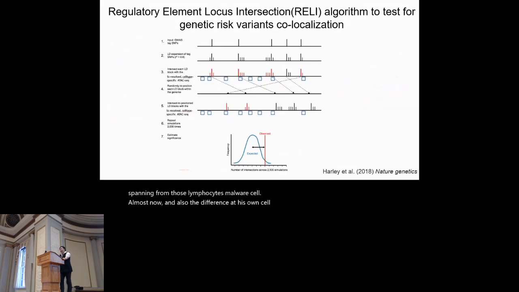To understand the genetic co-localization with the accessible regions, we apply the regulatory element locus intersection algorithm. The input is a collection of GWAS SNPs, which are ancestry-based LD expanded, and then we intersect with the cell type resolved accessible regions, and then randomly shuffle thousands of times to get the null distribution, from which we can estimate the significance level.